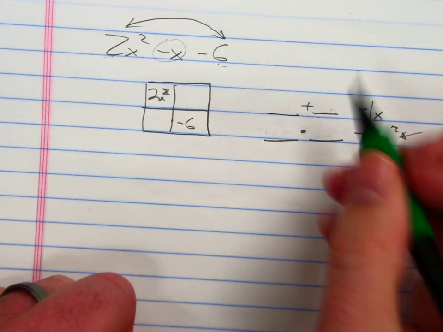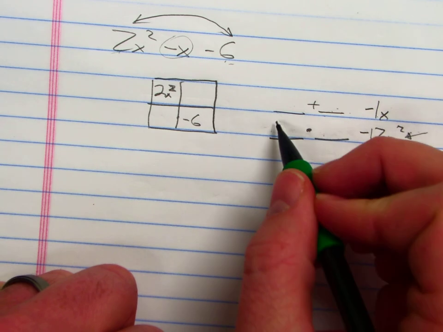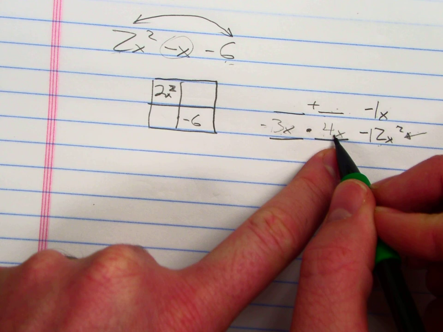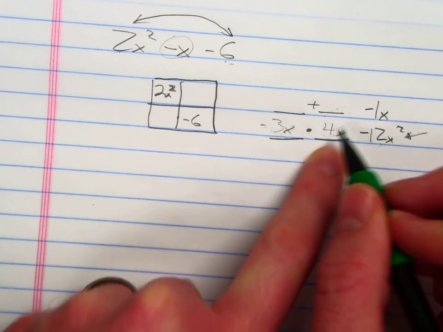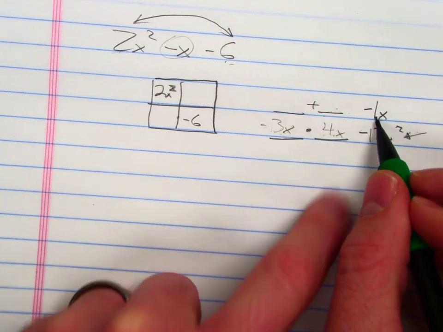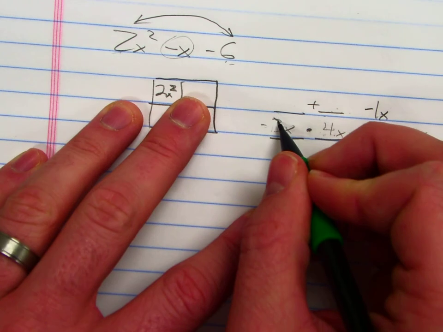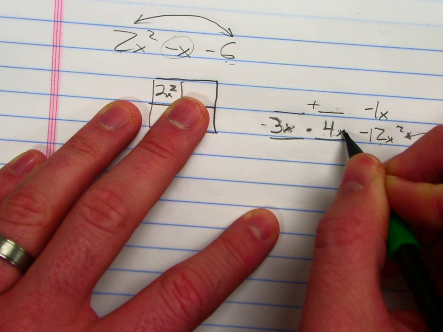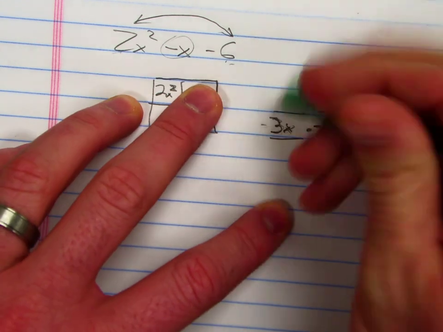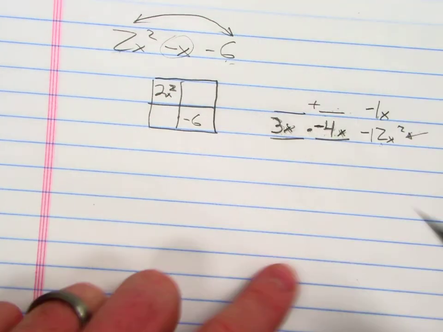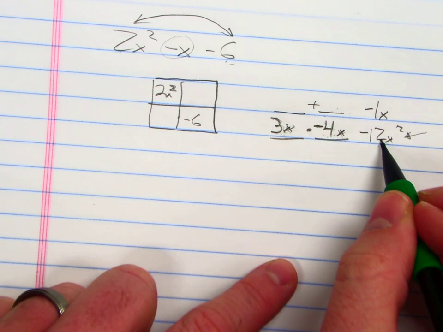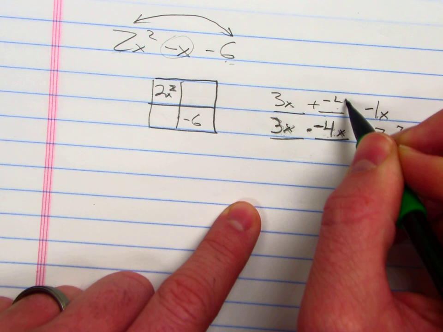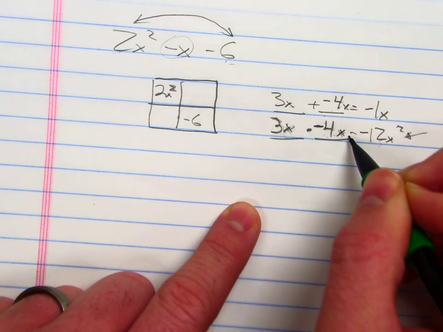What about negative 3x and 4x? Well, those would multiply to make negative 12x squared, but those would add to make a positive x and not a negative x. So maybe instead of doing negative 3x and positive 4x, if I just change it to 3x and negative 4x, now I've got two numbers that multiply to get that and two numbers that add to give me a negative 1x.